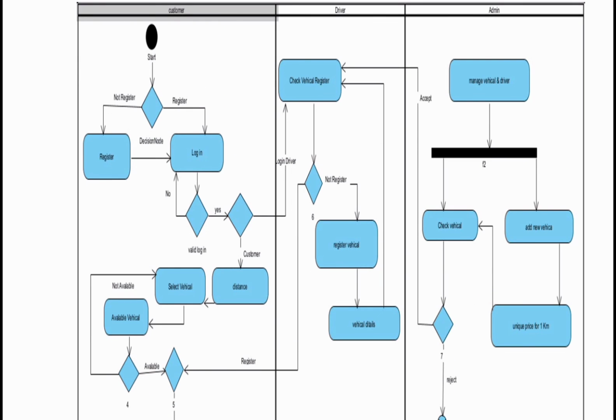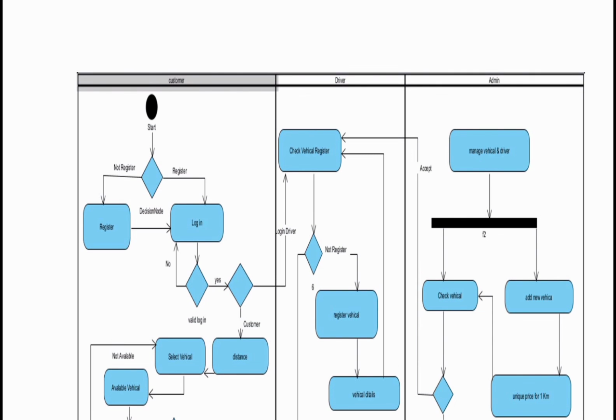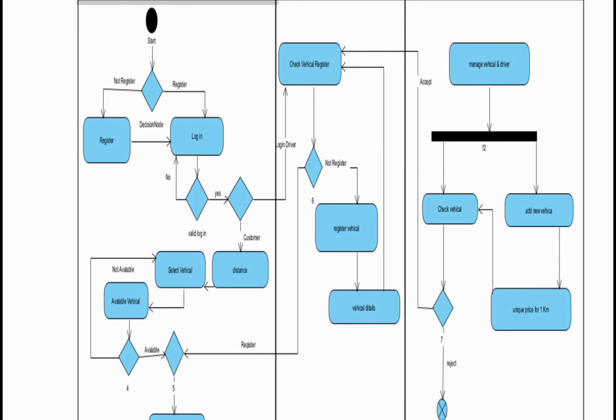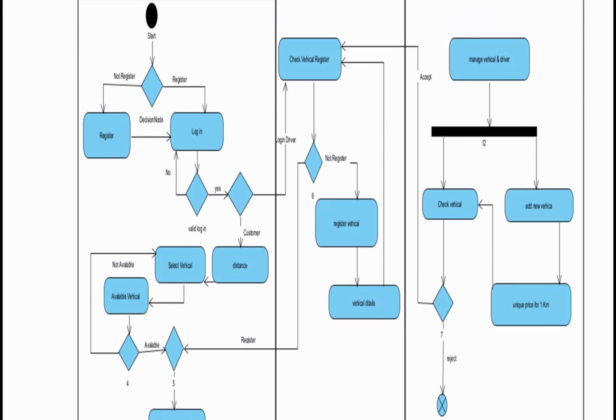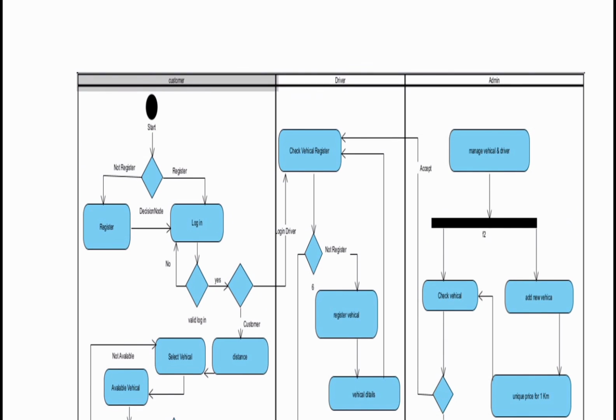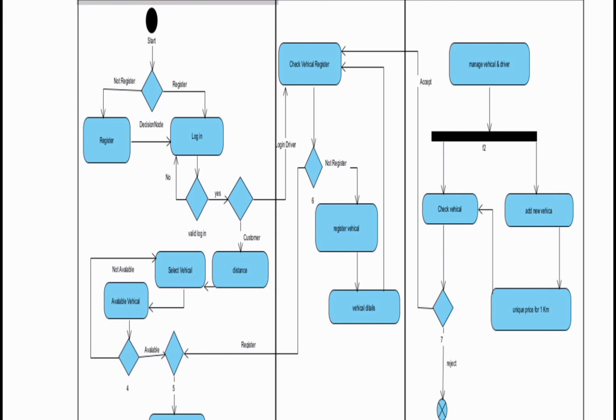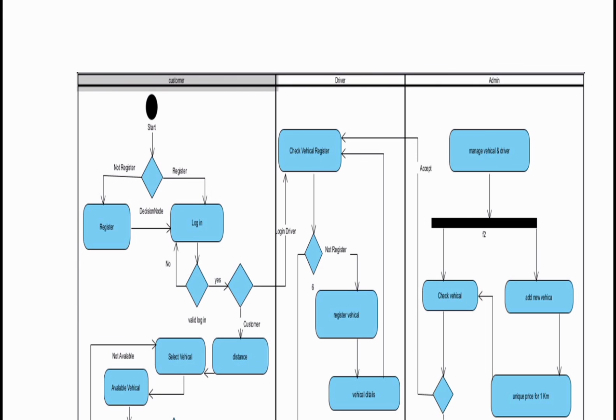Let's go to the driver side. Here I check his or her type. If he or she is a driver, he goes to check vehicle registration. After checking, if the vehicle is registered, it is sent to this place and the customer can take that vehicle. If not registered, next go to register the vehicle. After that, get the vehicle details. Again go to check vehicle registration.